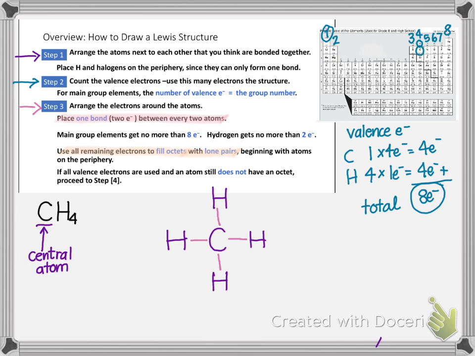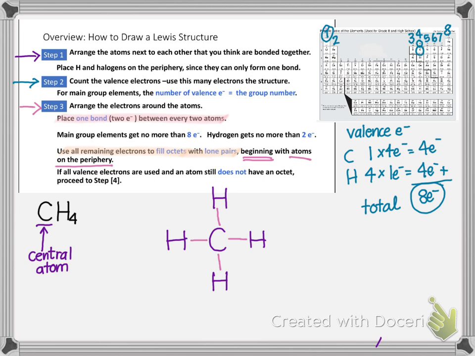And here's a super important idea. You begin with the atoms on the periphery. So if you have extra electrons, you always place them on the outside first. That is because the outside atoms are never the exceptions. Lewis structures have exceptions to the octet rule. They can have fewer than 8 or more than 8 in the central atom.